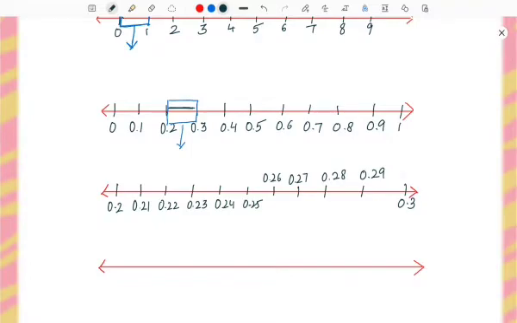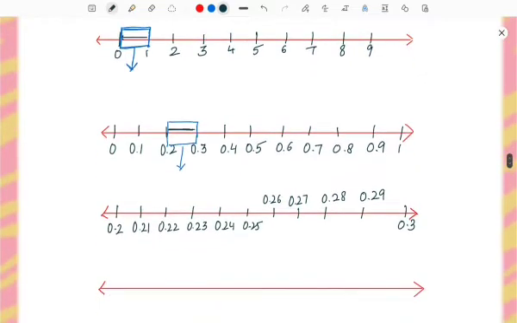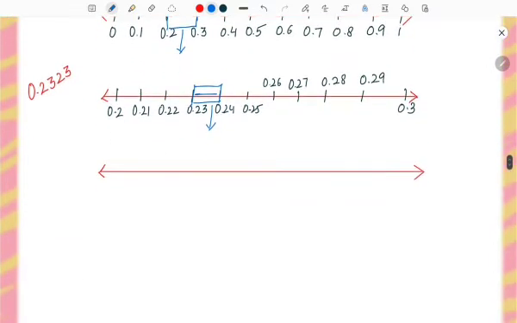Now we had 0.2323. Let's write it here also. 0.2323. Now where will it lie? 0.23 can be seen here. Now since it is greater than 0.23 and less than 0.24, it is going to lie here, right? So again we are going to zoom into this area. We'll continue the procedure till the time we find 0.2323 as a number.